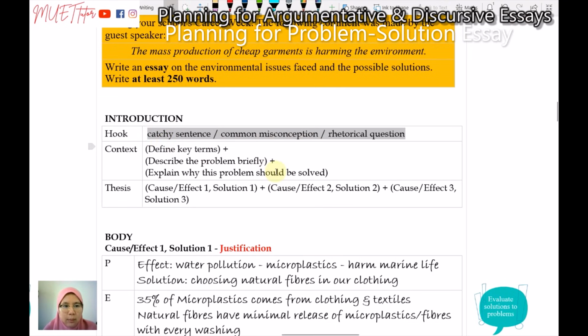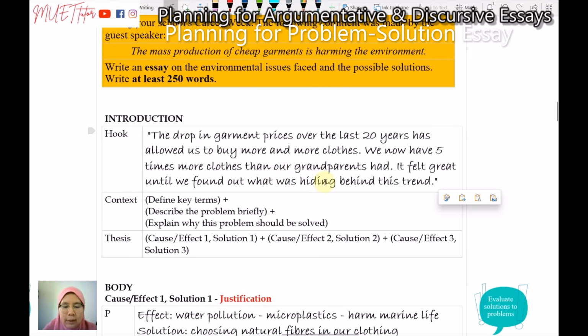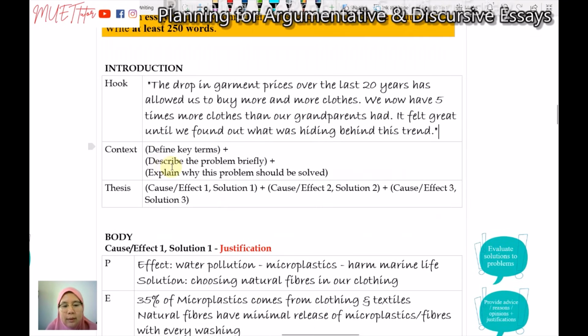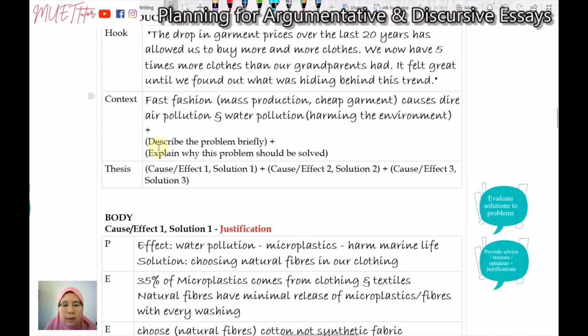Now for the intro, let me put this here. I copied this from a website to be an example here. I find it very catchy as it subtly introduces what mass production of cheap garments mean, and it contains a kind of mysterious element here in the last sentence until we found out what was hiding behind this trend. Then the context. Again, we define the terms in the statements using the words that we understand, and then say why we should solve this problem.